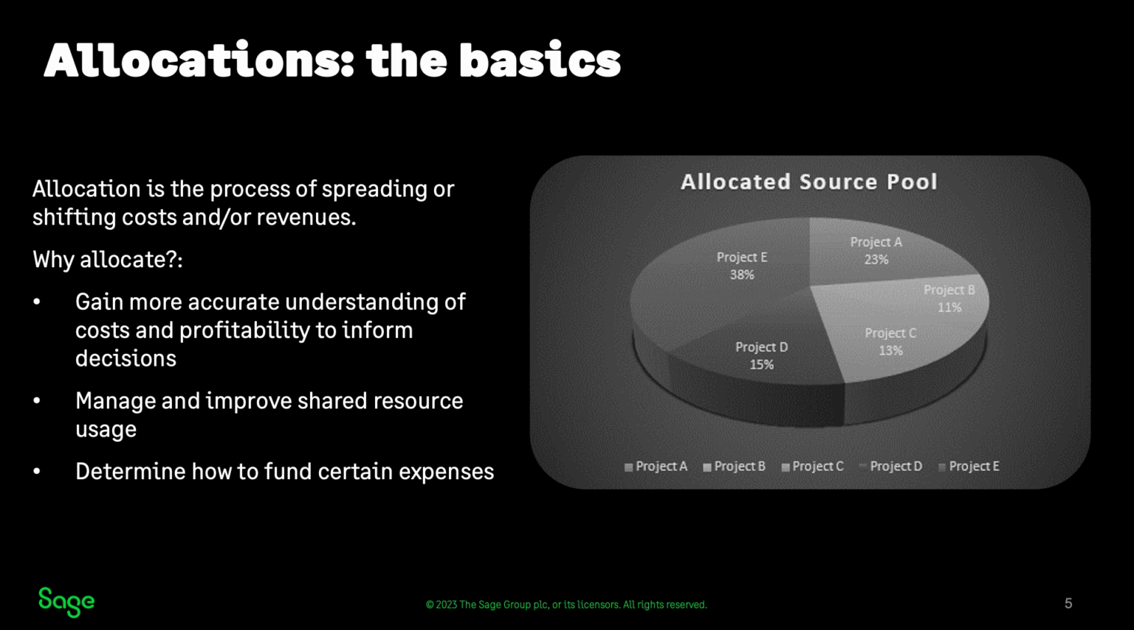In fact, they can be transactional or dynamic, depending, of course, on the use case that needs to be solved for. Let's take this pie chart, for example. This is serving to depict how much expense or revenue will be distributed across certain projects. So basically, an allocation is the process of spreading or shifting costs and or revenues elsewhere within the organization. Now, why would we ever want to do this? Well, maybe it's to gain more accurate understanding of the costs and profitability in order to make more informed decisions, or to manage and improve the usage of shared resources. Perhaps we want to determine how certain programmatic and or organizational expenses will be paid for. These are just to name a few.